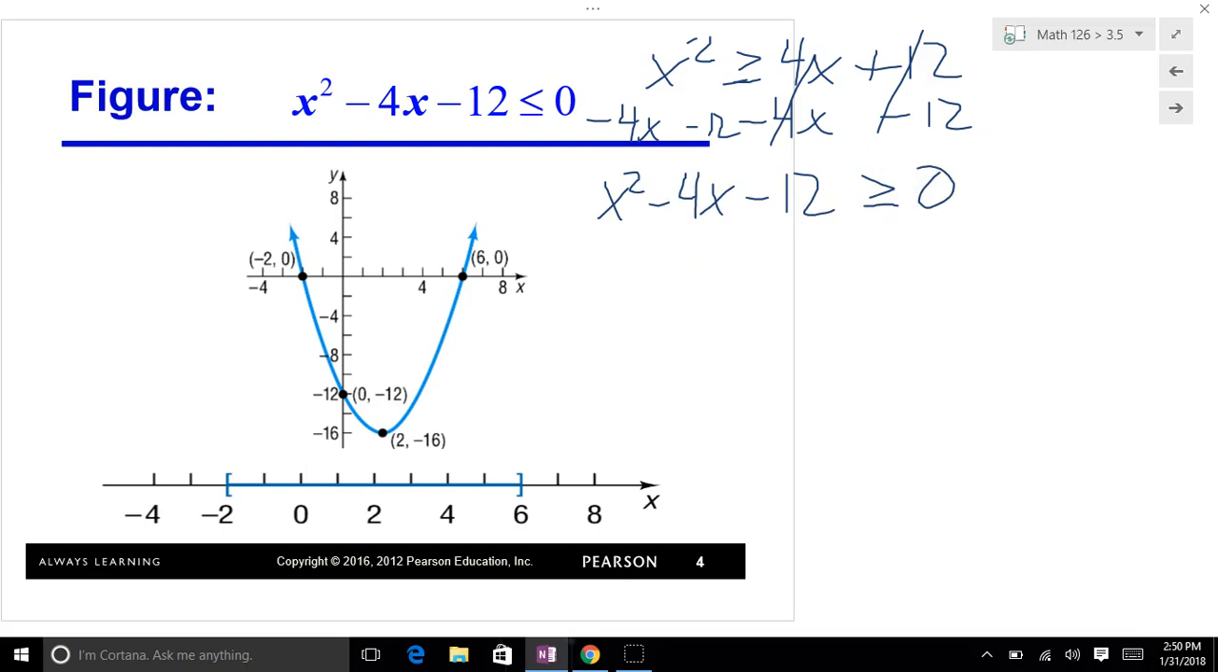Where is this thing above the x-axis, right? Where are the y values greater than or equal to 0? You say, well, here they're greater than. You know what? I'm going to change this again. I'm sorry. Let's just make it strictly greater than. Strictly greater than, not greater than or equal to. Where is this only greater than 0?